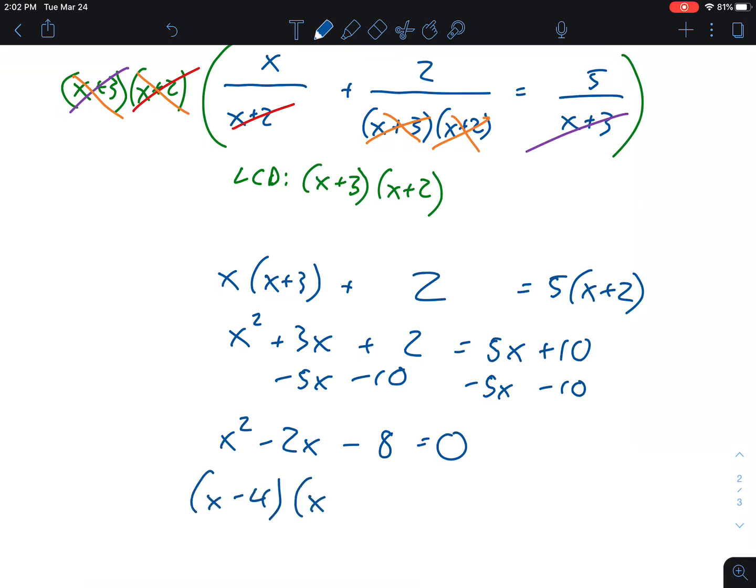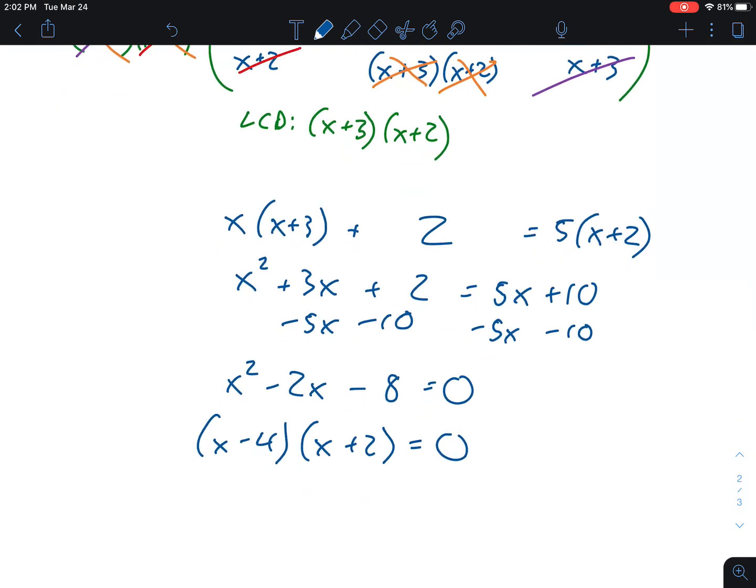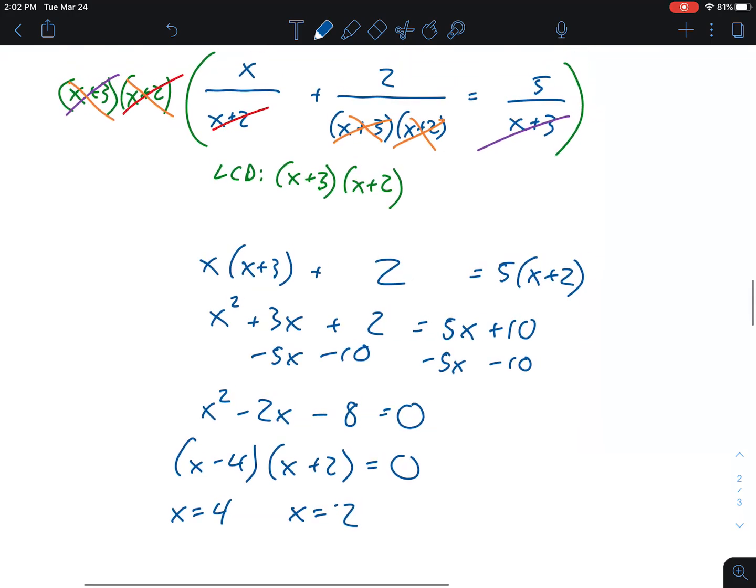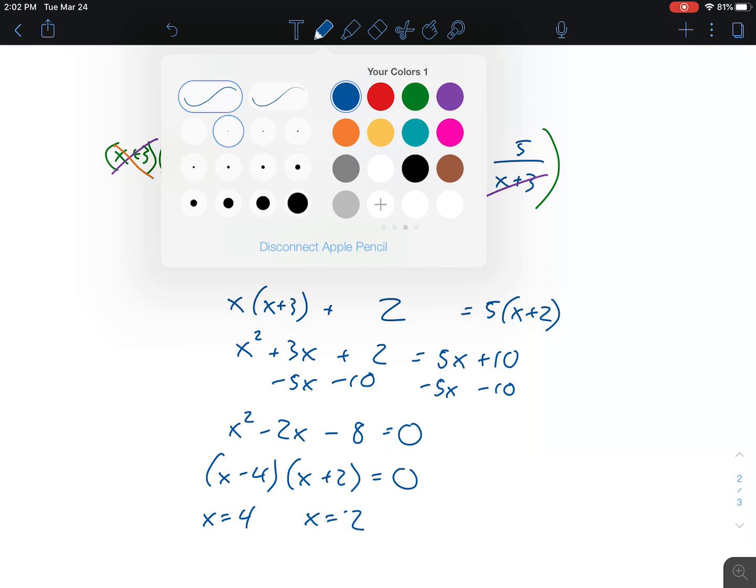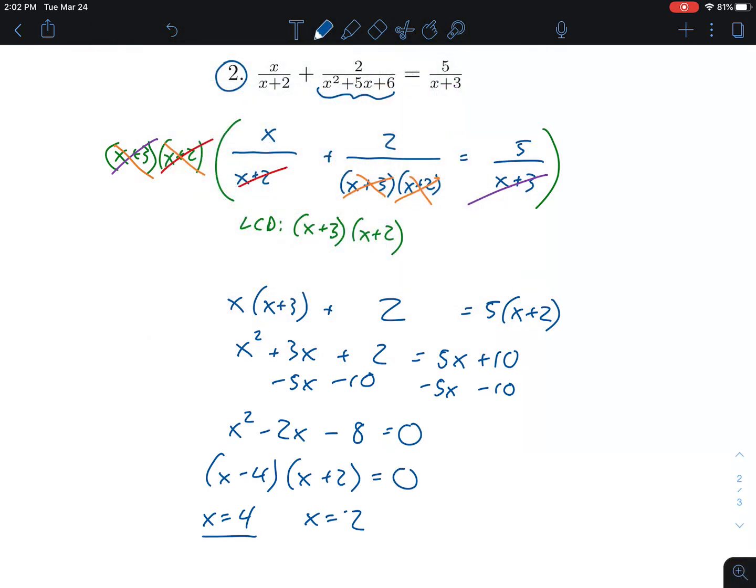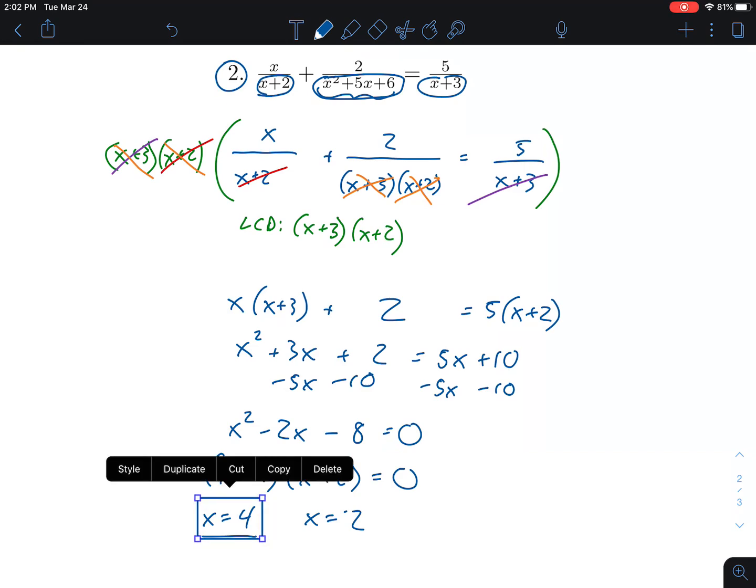Right, nice simple factoring, x minus 4, x plus 2, two numbers that multiply to negative 8 and add to negative 2. My solutions are 4 and negative 2. All right, now we've got to check to see which of these are extraneous. Which of these am I not allowed to use? We look back to the original, and we can see that my 4 is okay. On the bottom, I'm good. On the bottom, I'm good there. On the bottom, I'm good there. So this one is fine.